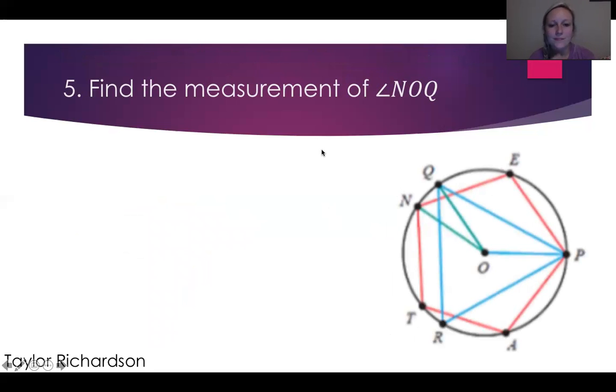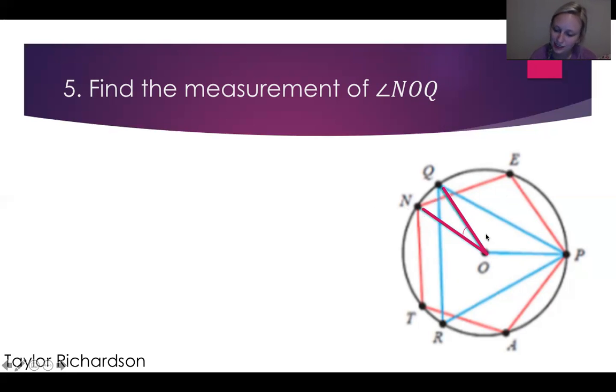Number 5, find the measurement of angle NOQ. This problem can look very confusing because it just looks like a bunch of jumbled lines that they threw in a circle. I get it. It can be frustrating, but I promise it's not that hard. I'm going to go ahead and highlight our angle we're looking for in pink.